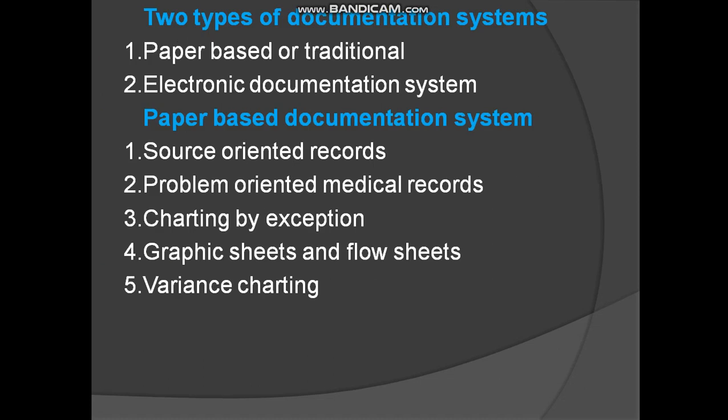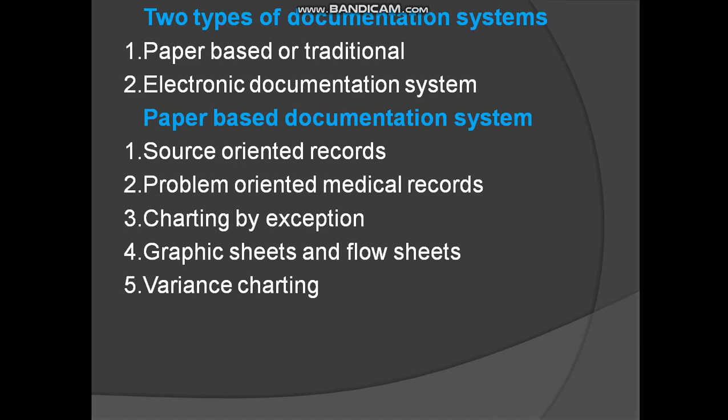Next is the types of documentation system. There are two types of documentation system. First one is paper-based or traditional. Second one is electronic documentation system.